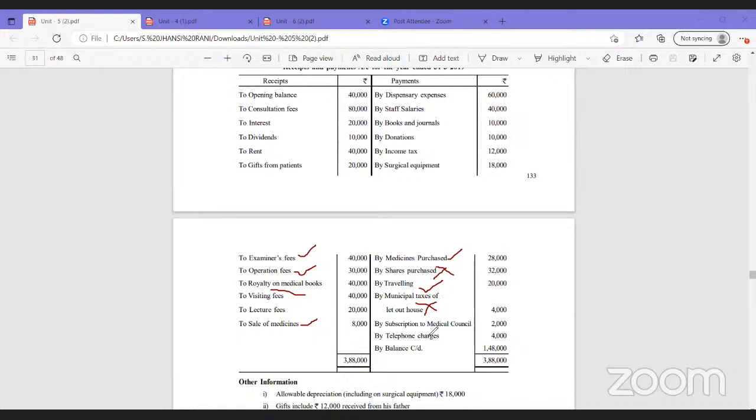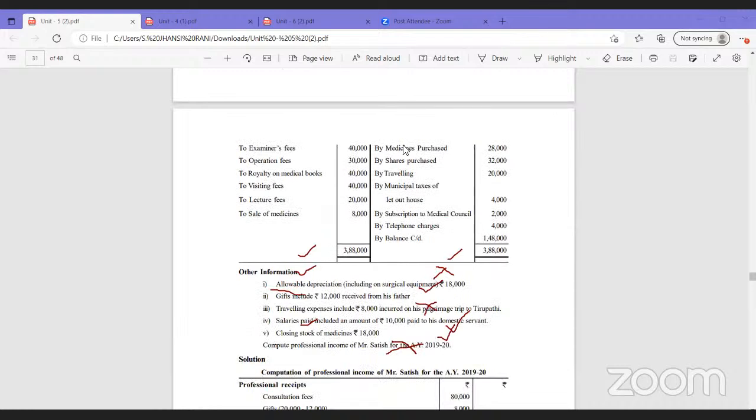Next, subscription to medical council. Mostly every doctor will take a membership in the Indian Medical Council. If they take a subscription, that is a professional payment. Telephone charges. Yes, if they have a telephone at their clinic, whatever the charges, that is also a professional payment. And balance will not be taken anywhere. Neither is it a payment nor an income for them. Now, next we have the other information.